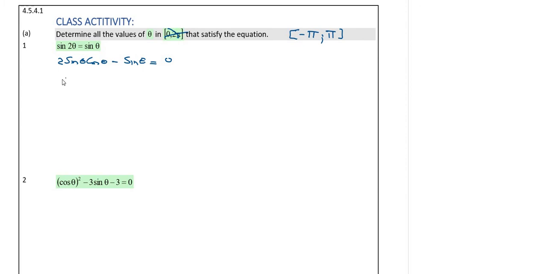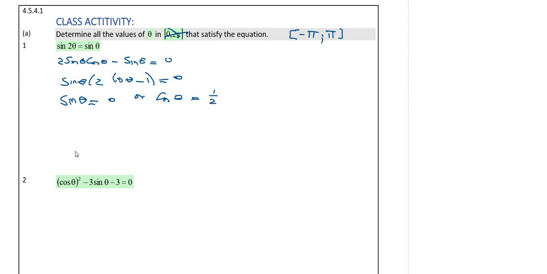Okay, so I'm going to take out the sine. It's actually the same one we had at the top, but it's okay. That's why I changed it a little bit in the domain. Okay, so 2 cos theta, yes, just check me on this, minus 1. So sine can be 0, or cos can be a half.